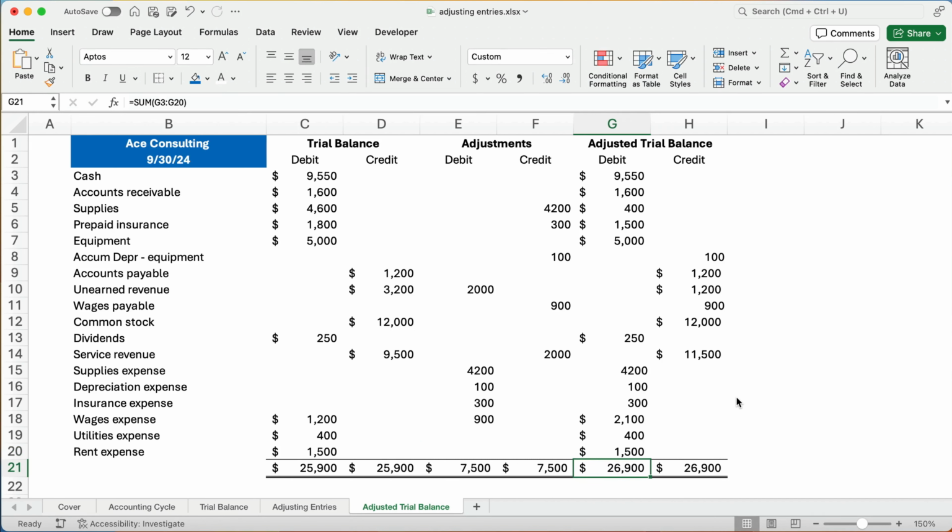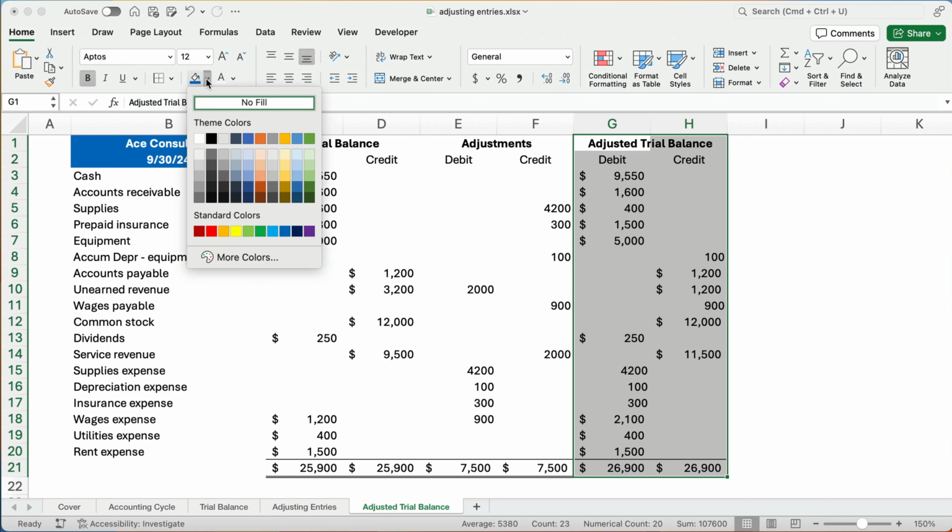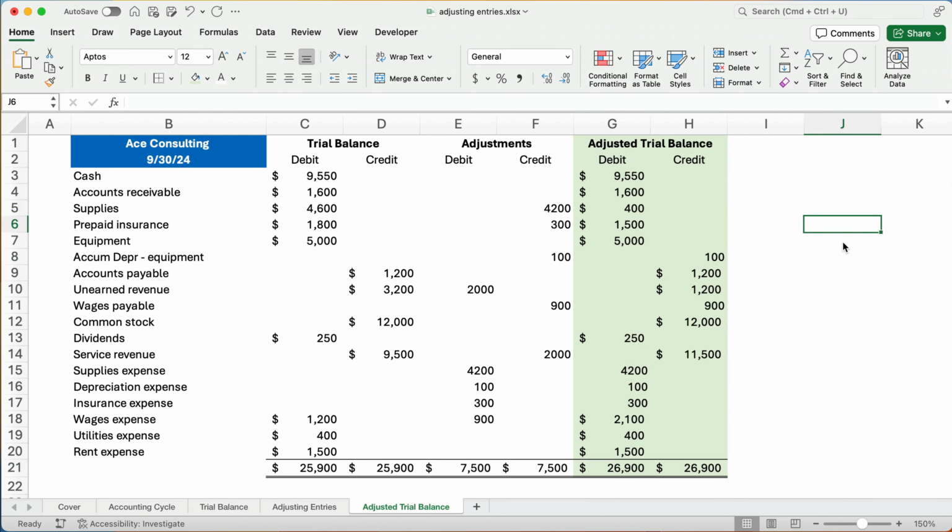All right, if we did this correctly, then we should have our debits and our credits equal. We feel good about this. We have debits and credits equal $26,900. We now have not only the trial balance, we have the adjustments. And so the adjusted trial balance would be all these accounts and all these amounts in the far right columns. So let me highlight this just a little bit. So our adjusted trial balance shows that all our debits and all our credits equal and listing all the accounts and all the amounts.